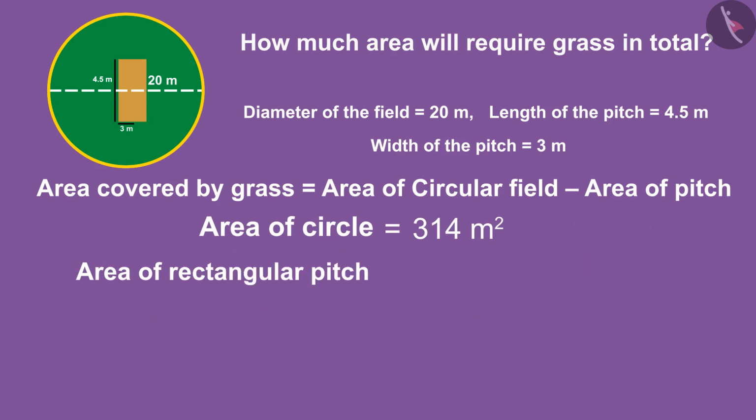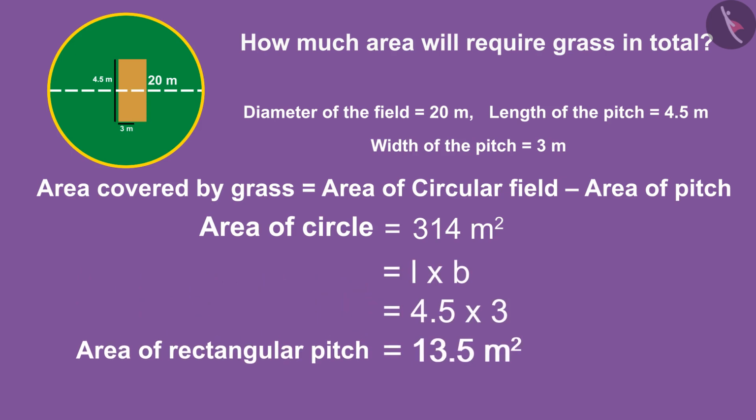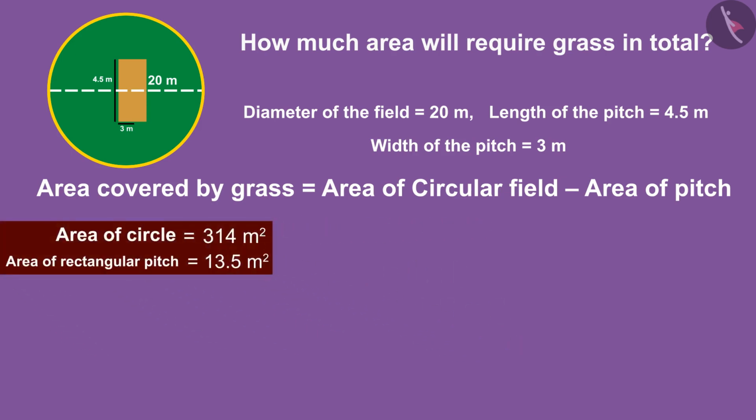Now let's figure out the area of the pitch. Since the pitch is rectangular, the area of the pitch will be length times the width. Now by substituting the values of field and pitch, can you find the area surrounded by grass? Let's see how. Grass has to be planted in an area of 300.5 square meters.